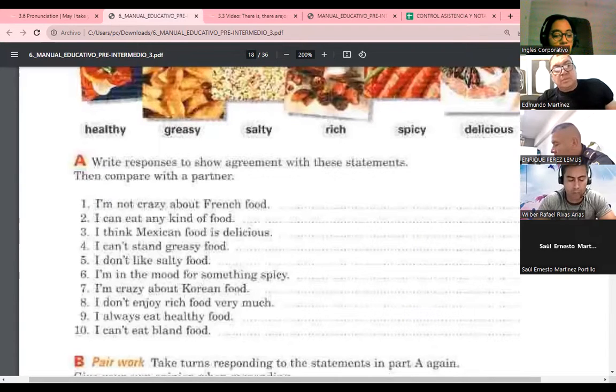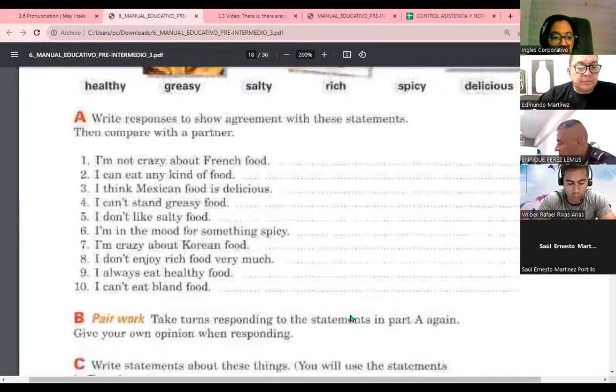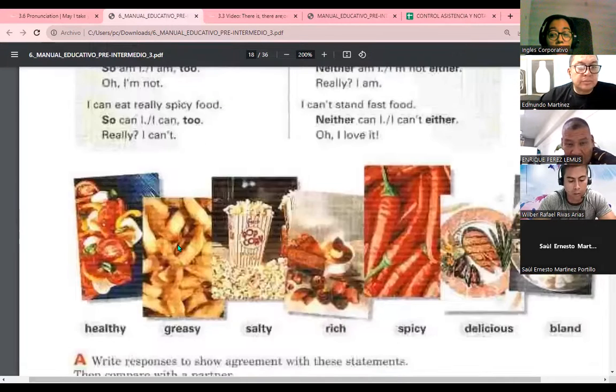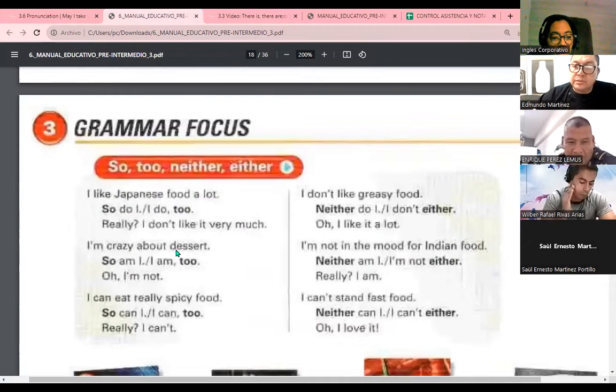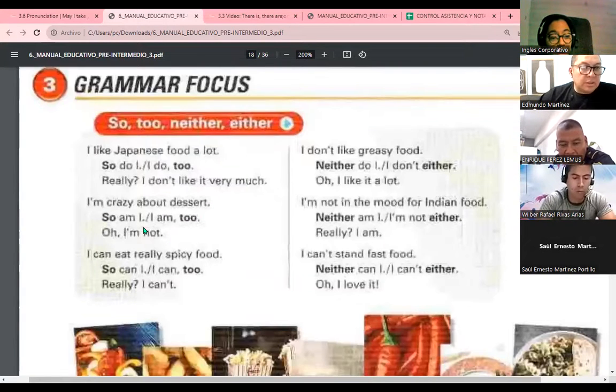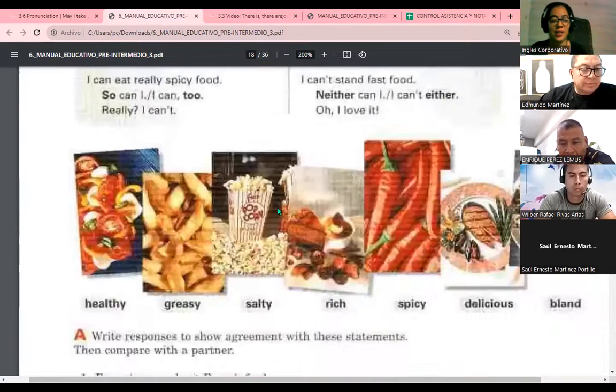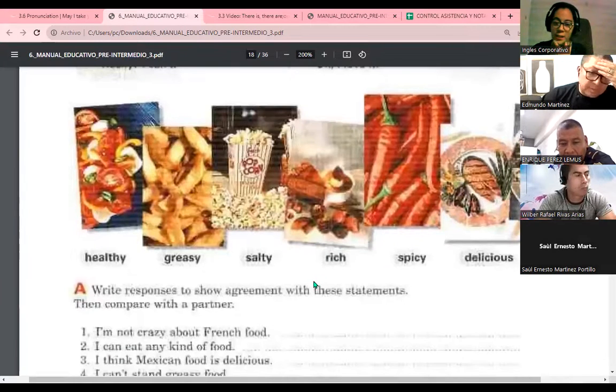Vamos number six. I am in the mood for something spicy. Okay. Estoy con el deseo de algo picante. Digo, como digo, porque dice, so am I. Ajá, so am I. So am I, ajá, excellent. So am I, o I am too. Excellent, very good. Ahora sí, van bastante bien.